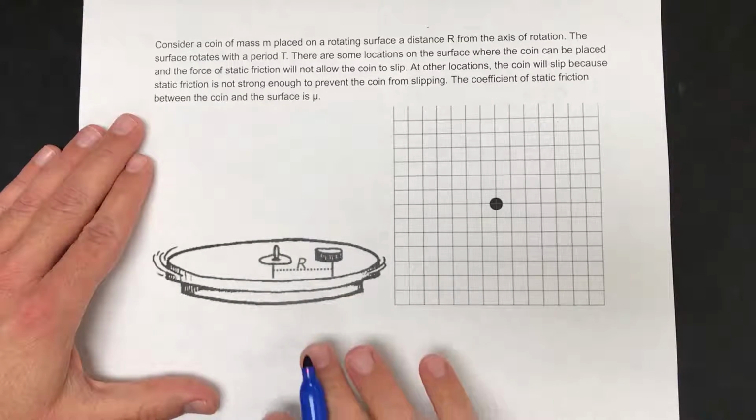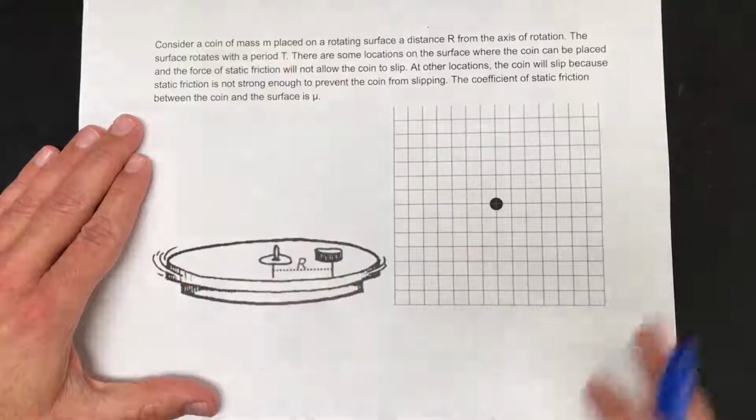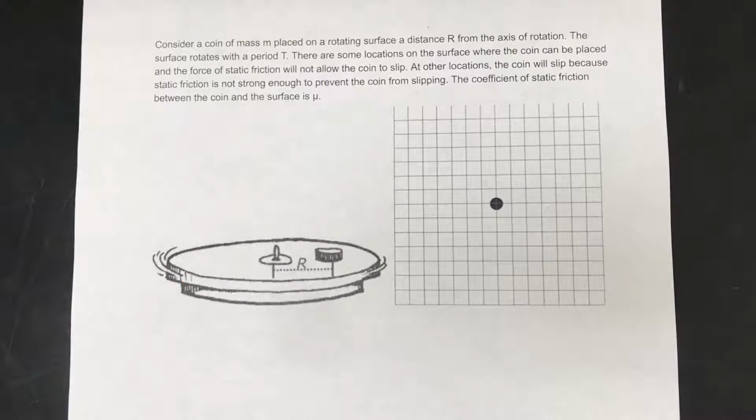So the problem says, consider a coin of mass m placed on a rotating surface, a distance capital R from the axis of rotation. The surface rotates with period T. There are some locations on the surface where the coin can be placed and the force of static friction will not allow the coin to slip. At other locations, the coin will slip because static friction is not strong enough to prevent the coin from slipping. The coefficient of static friction between the coin and the surface is mu.